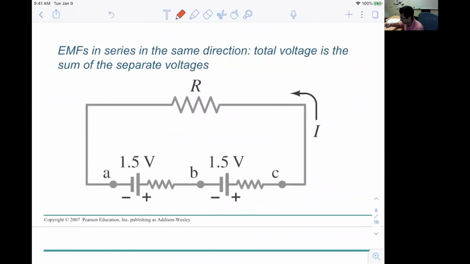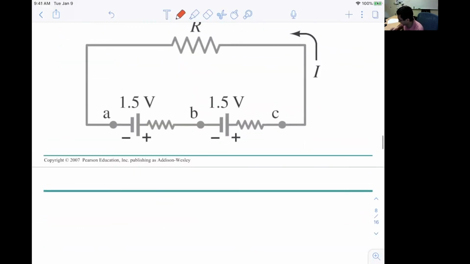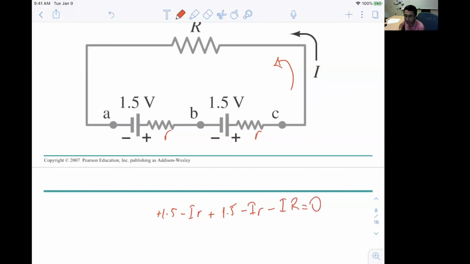Now we come to the point when we connect multiple batteries in series or parallel. You can use Kirchhoff's law to find the current. For instance, here you can follow this path from A to A. You have 0.5, positive, minus small r, and you have the second battery, and you come to point A again, and you can find the current.